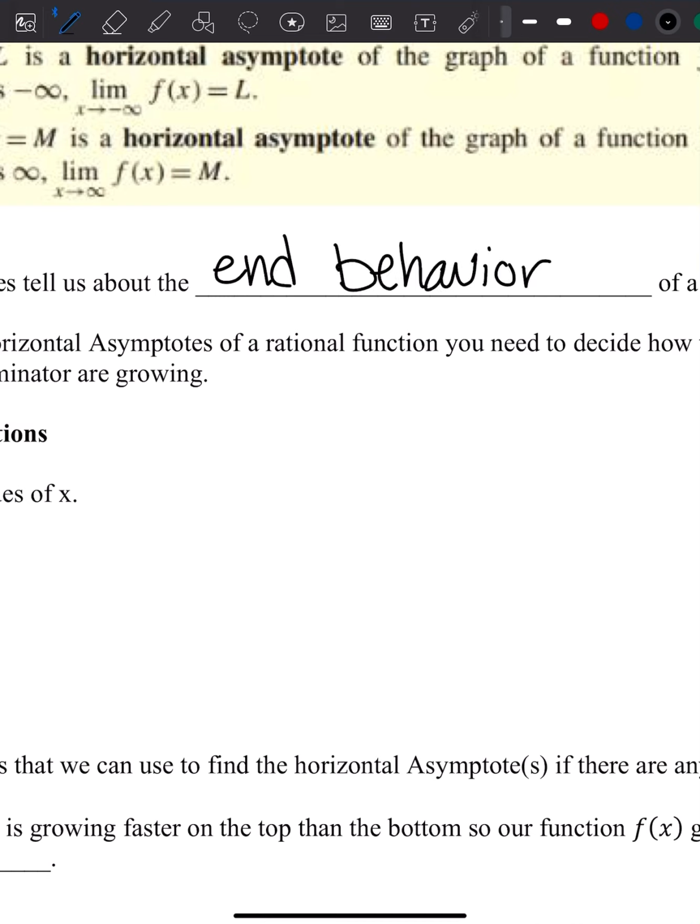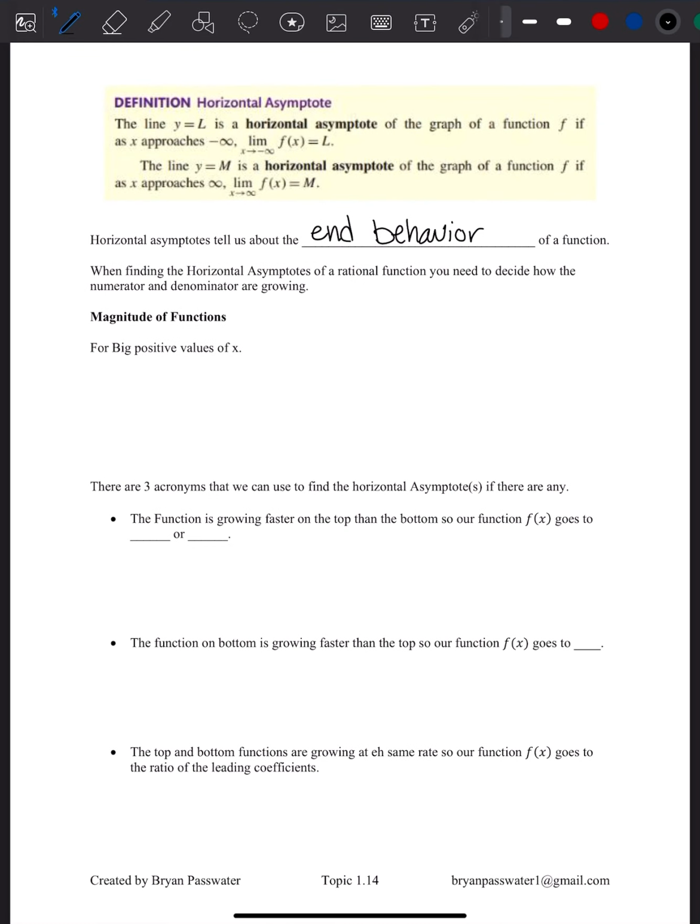So end behavior is kind of like the arrows on the ends of our graph. It's talking about what's happening, where is it going. So when finding a horizontal asymptote of a rational function, we needed to look at the numerator and denominator and see how each of them are growing in relationship to each other.